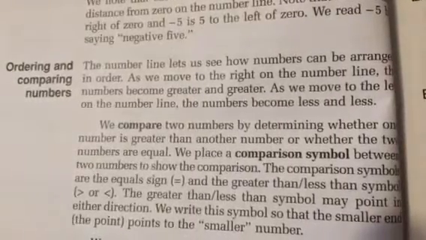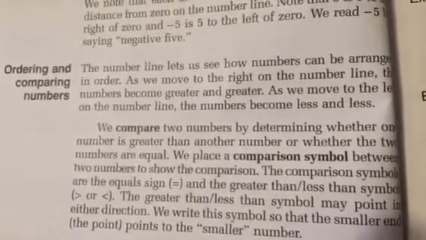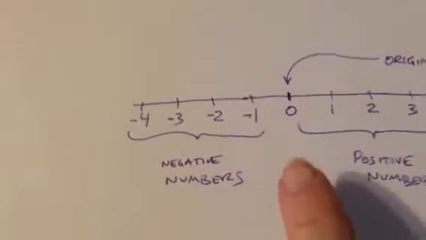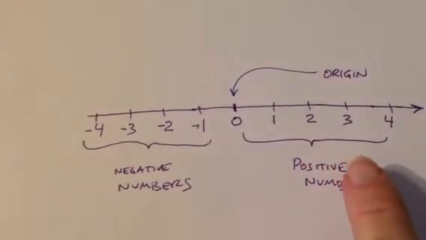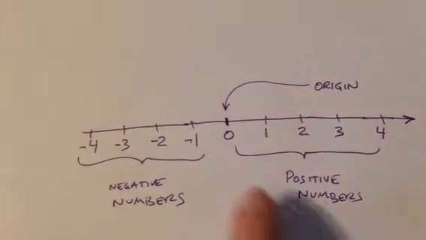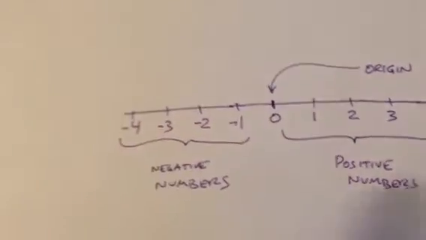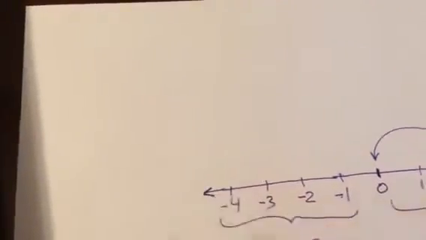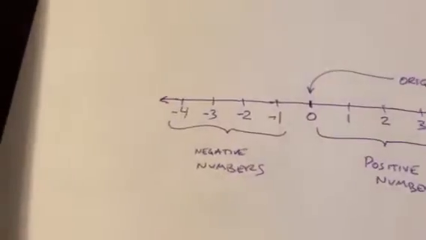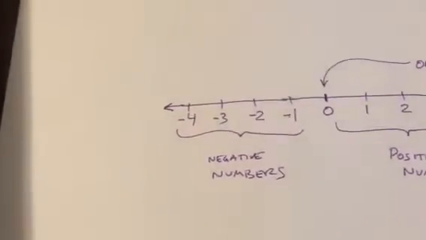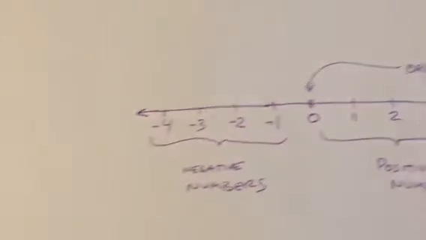Now we're going to talk about ordering and comparing numbers. The number line lets us see how numbers can be arranged in order. As we move to the right on the number line, the numbers become greater and greater. As we move to the left, the numbers become less and less. And let's just go ahead and stick an arrow on there because it does not stop. We compare two numbers by determining whether one number is greater than another number or whether the two numbers are equal.